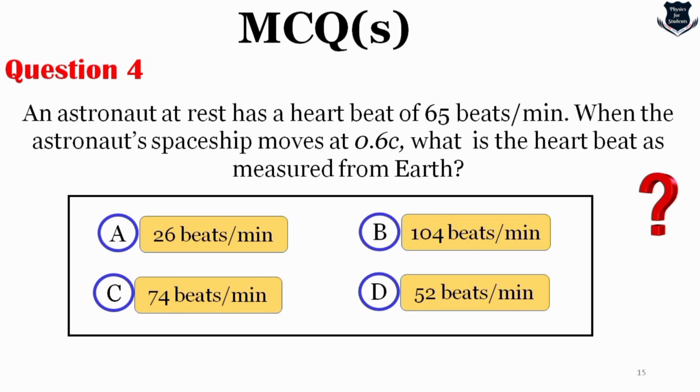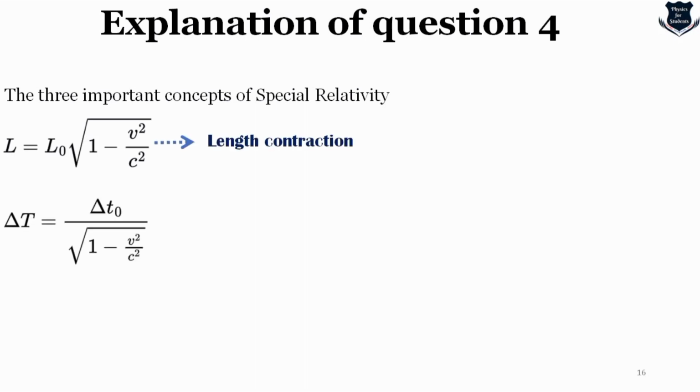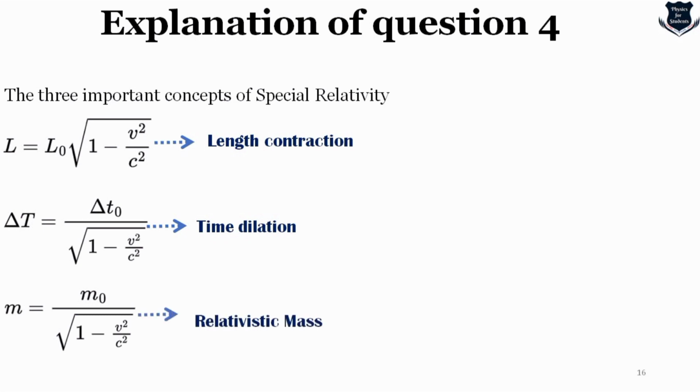So let us now see how we can solve this problem. There are three important concepts of special relativity, just a quick recap. One is this one, which is called length contraction. Another is time dilation, and the third is called relativistic mass. All of them are given by the Lorentz transformation.